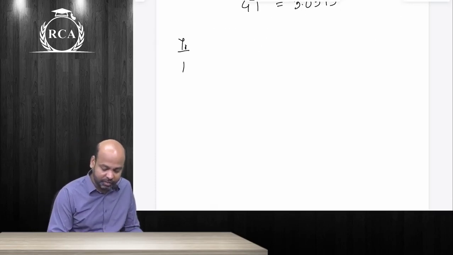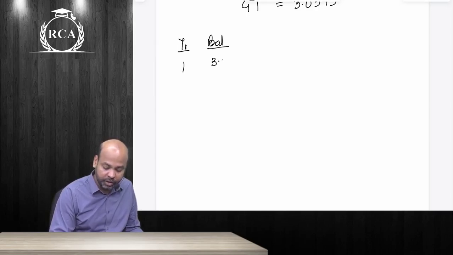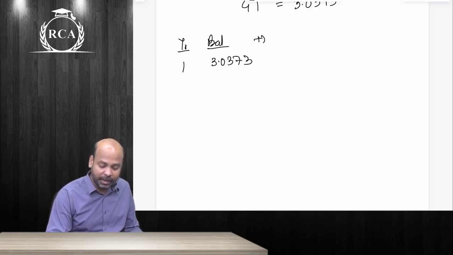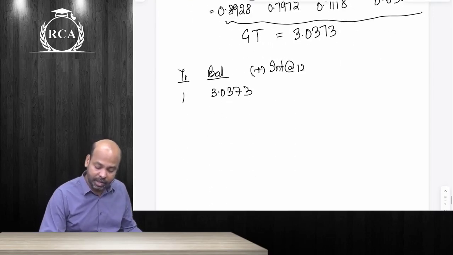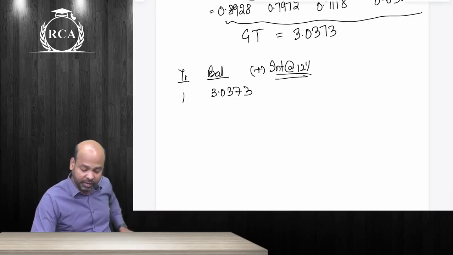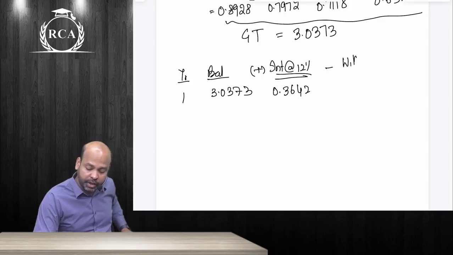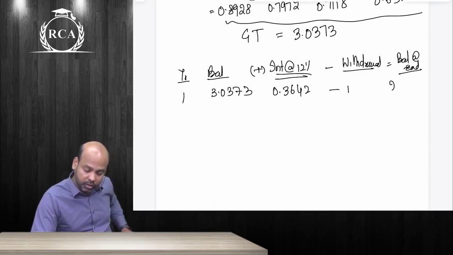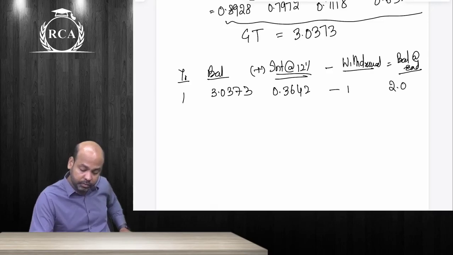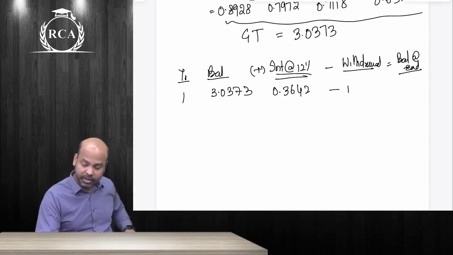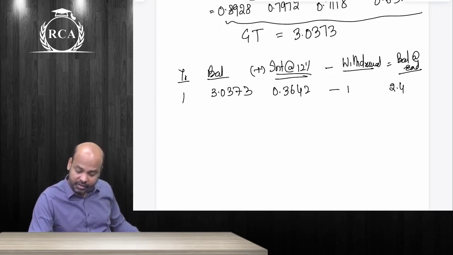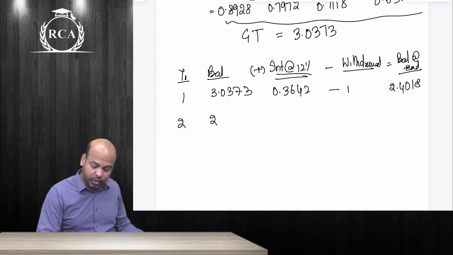Today we are depositing 3.0373. What is the interest the banker is going to offer you on this? 12%. How much is 12% of 3.0373? 0.3642. How much are you withdrawing at the end of the first year? You are withdrawing 1 rupee. What will be the balance left in your account? 2.4018.